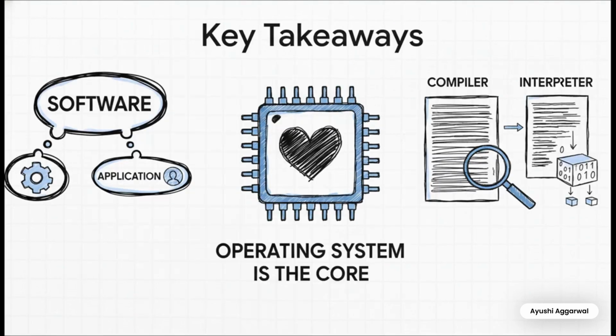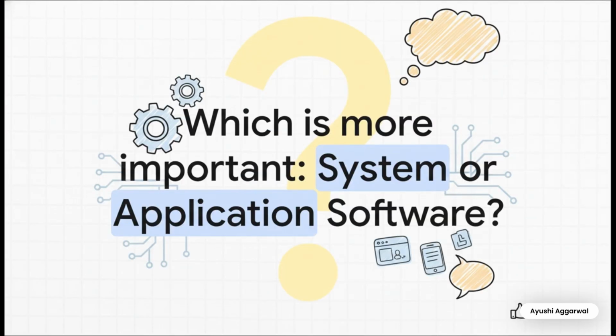Excellent job. So let's do a super quick review of the most important points for your exam. First, software has two main types: system, which manages the PC, and application, which is for user tasks. Second, the operating system is the heart of system software. And third, our golden rule, a compiler translates the whole program at once and an interpreter does it line by line.